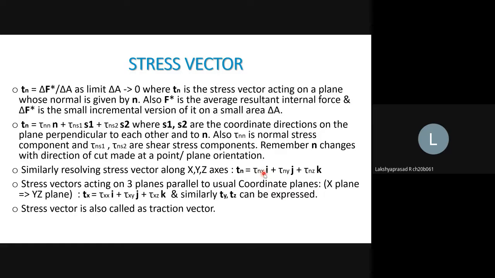Similarly, we can also resolve this Tn bar along our usual xyz axes. So Tn is equal to tau nx i cap plus tau ny j cap plus tau nz k cap. Next, instead of some random n, let's consider Tx, Ty, and Tz. Tx is equal to tau xx i cap plus tau xy j cap plus tau xz k cap. We are just replacing n with x over here. Similarly, Ty and Tz can be expressed. What does the small x mean here? x is the normal vector, meaning we are looking at a plane which is parallel to the yz plane. Note that the stress vector is also called the traction vector.